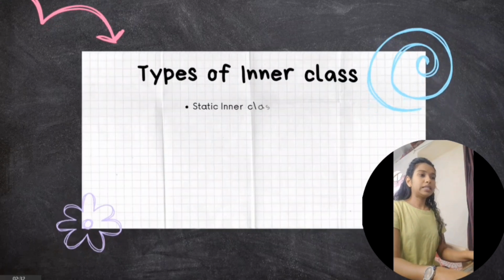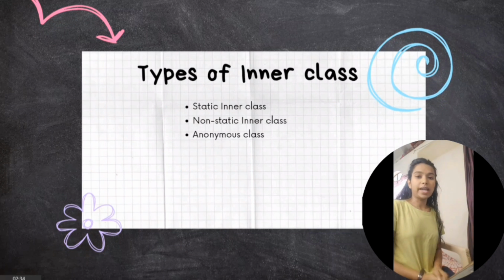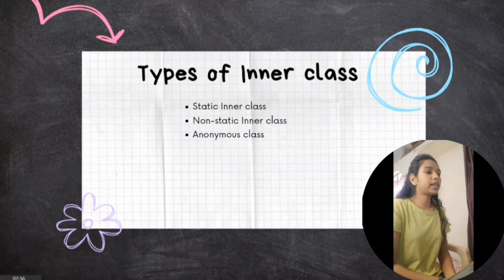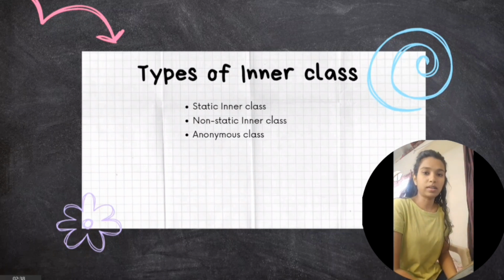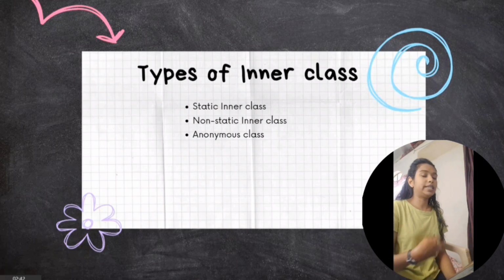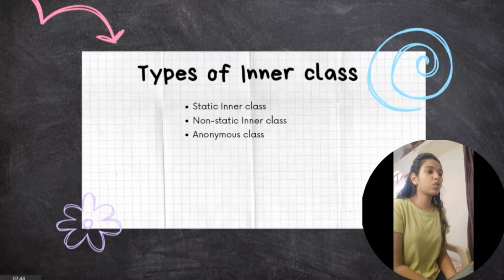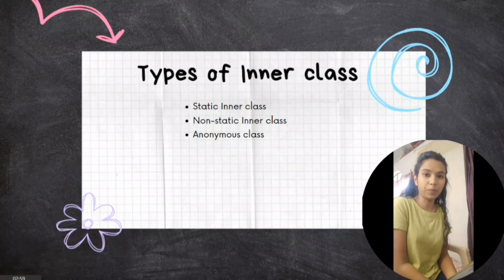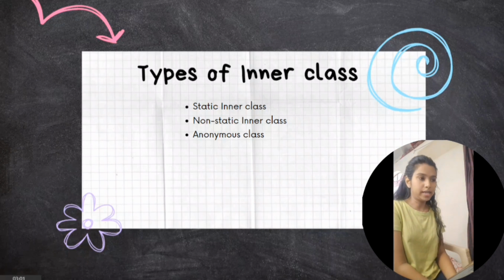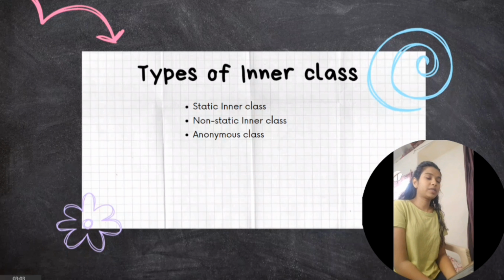Now these are the types of inner class. We have a static inner class, we have a non-static inner class, and then we have an anonymous inner class. The anonymous class we will discuss in my next video. Today we will discuss what is a static inner class and what is a non-static inner class. Static I have already explained, but once again I'll explain it.